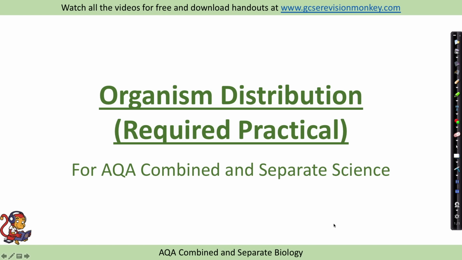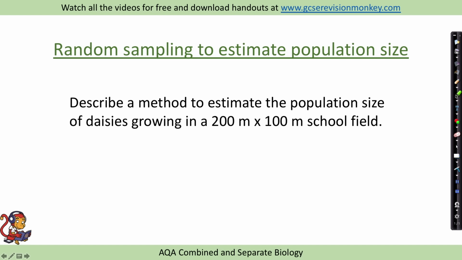Organism distribution required practical. There are 2 different ways that we are going to look at to sample organisms. The first one is random sampling and the second one is transects. So random sampling might be used to estimate a particular population size. So for example, you might get a question a little bit like this that says, describe a method to estimate the population size of daisies growing in a 200 metre by 100 metre school field.